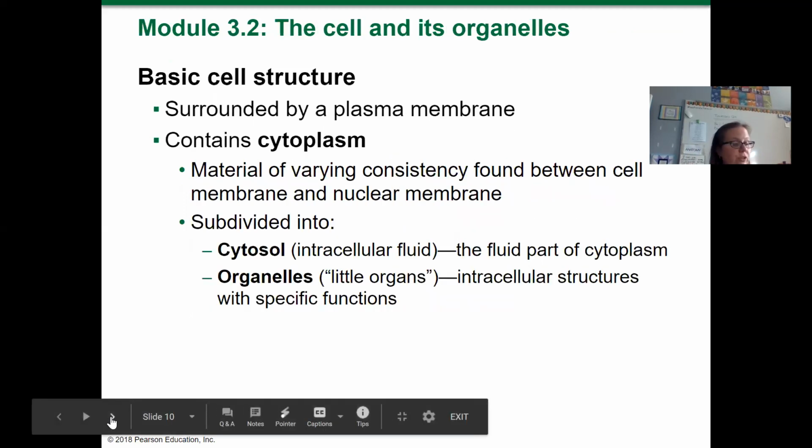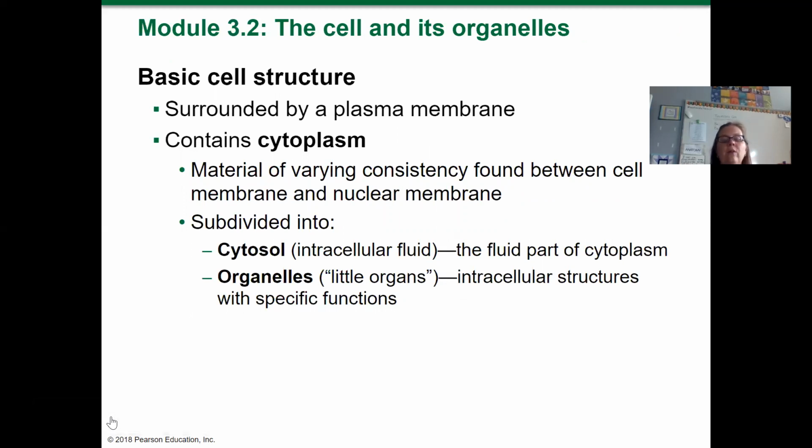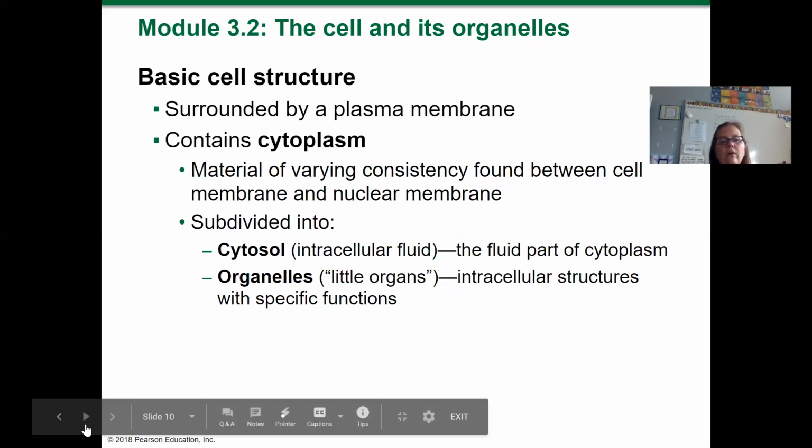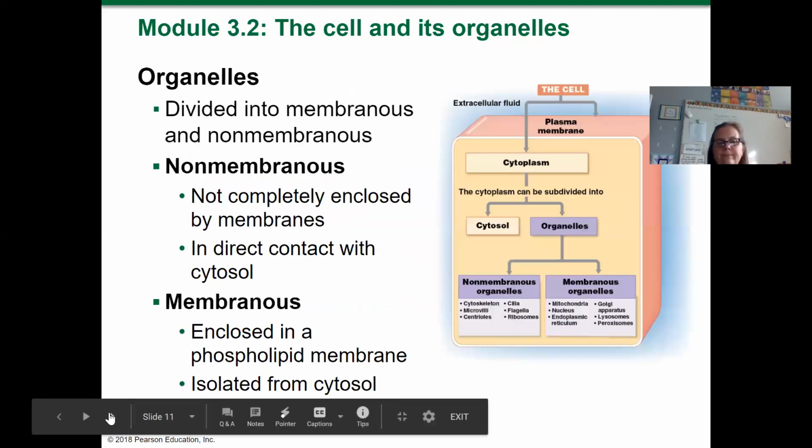The basic cell structure is that plasma membrane. Within it is a cytoplasm, which you can subdivide into the cytosol, which is the fluid part, which is probably what you call the cytoplasm in biology, and then the organelles, which are the little organs or the structures with certain functions: nucleus, mitochondria, endoplasmic reticulum, all that.